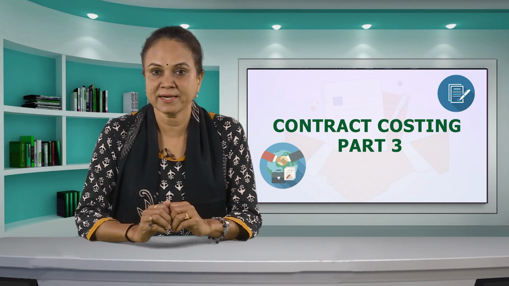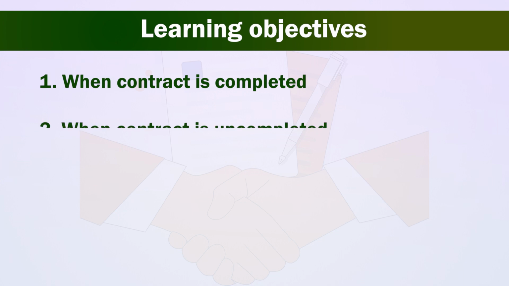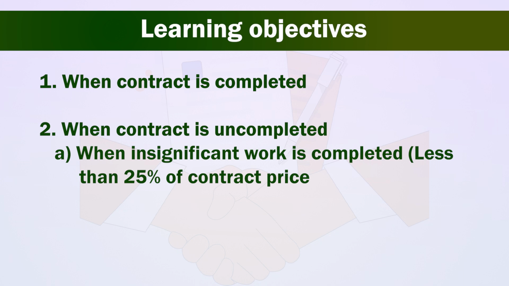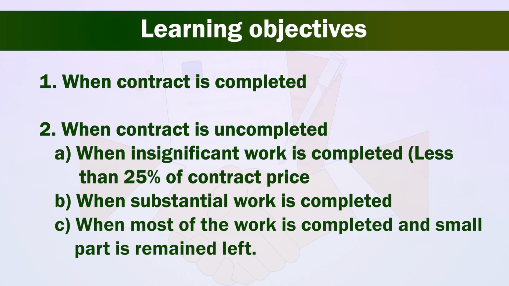Let's start with part 3. Let's understand the learning objectives of this part. After having theoretical discussion, we will study some practical questions on number 1, when contract is completed, number 2, when contract is uncompleted. In uncompleted contract, first we will study when significant work is completed, that is less than 25% of contract price. Number 2, we will study when substantial work is completed, and number 3, when most of the work is completed and small part is remained left.